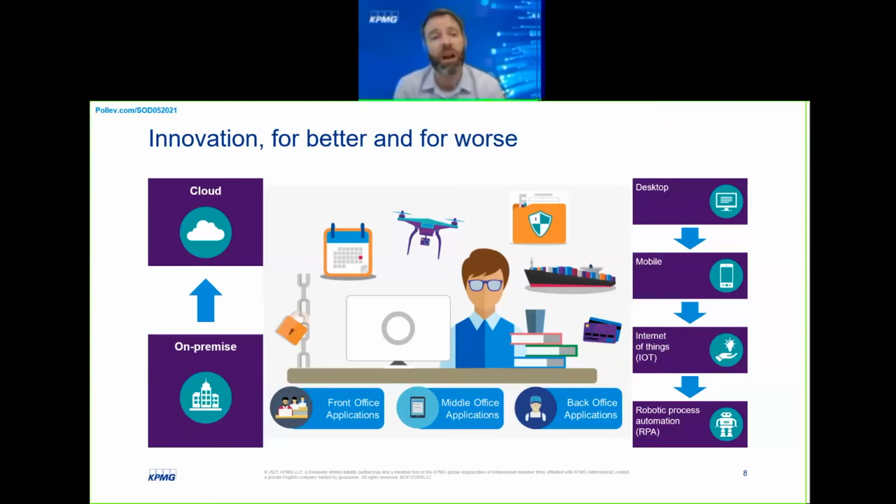They've got S/4HANA, and they are really pushing, with this new RISE program, to get S/4HANA to the cloud. They've got their connected apps, Ariba, Concur, SuccessFactors, C/4HANA, and on, right? They're all pushing you to the cloud, right? And this is really spanning, again, across front, middle, and back office.